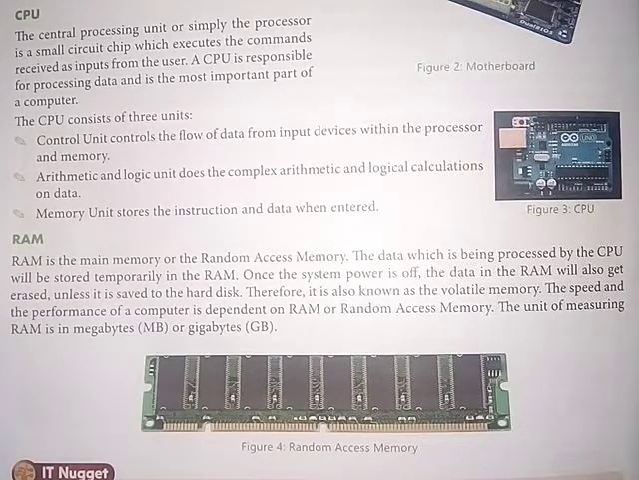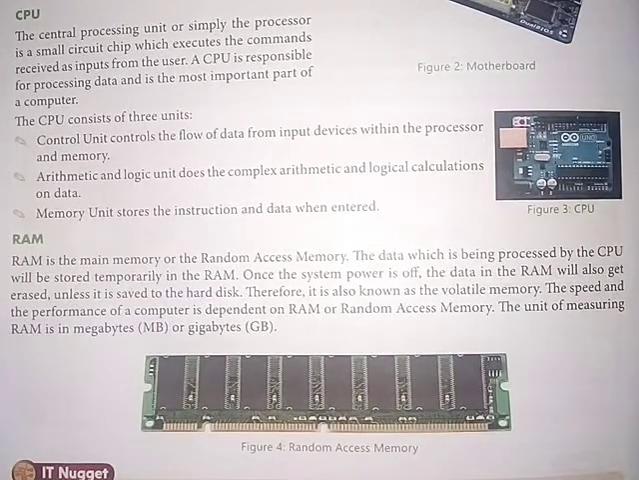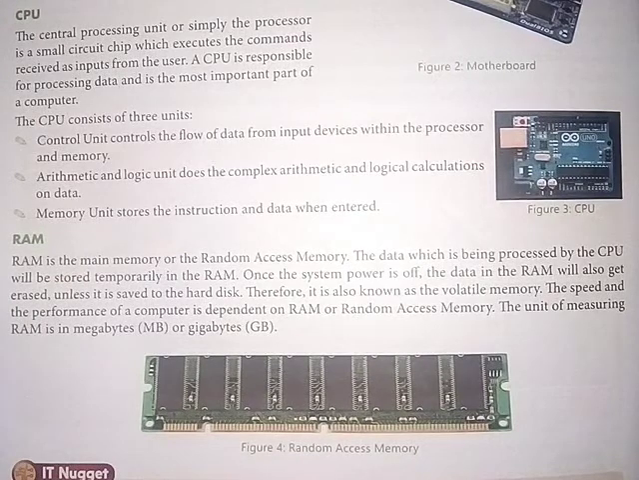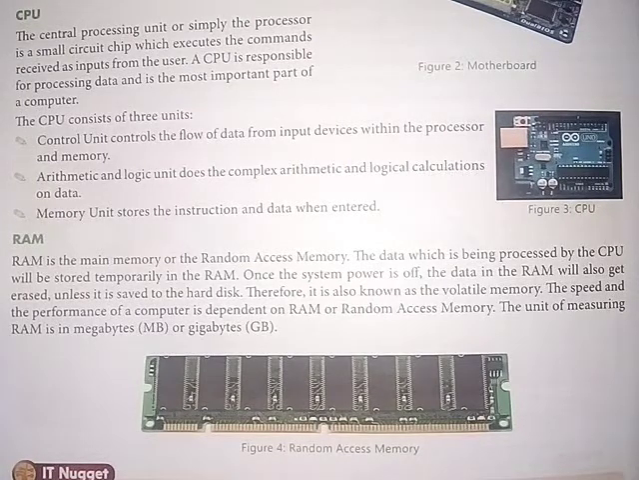The CPU consists of 3 units. Control unit controls the flow of data from input devices within the processor and memory. Arithmetic and logic unit does the complex arithmetic and logical calculations on data. Memory unit stores the instruction and data when entered.